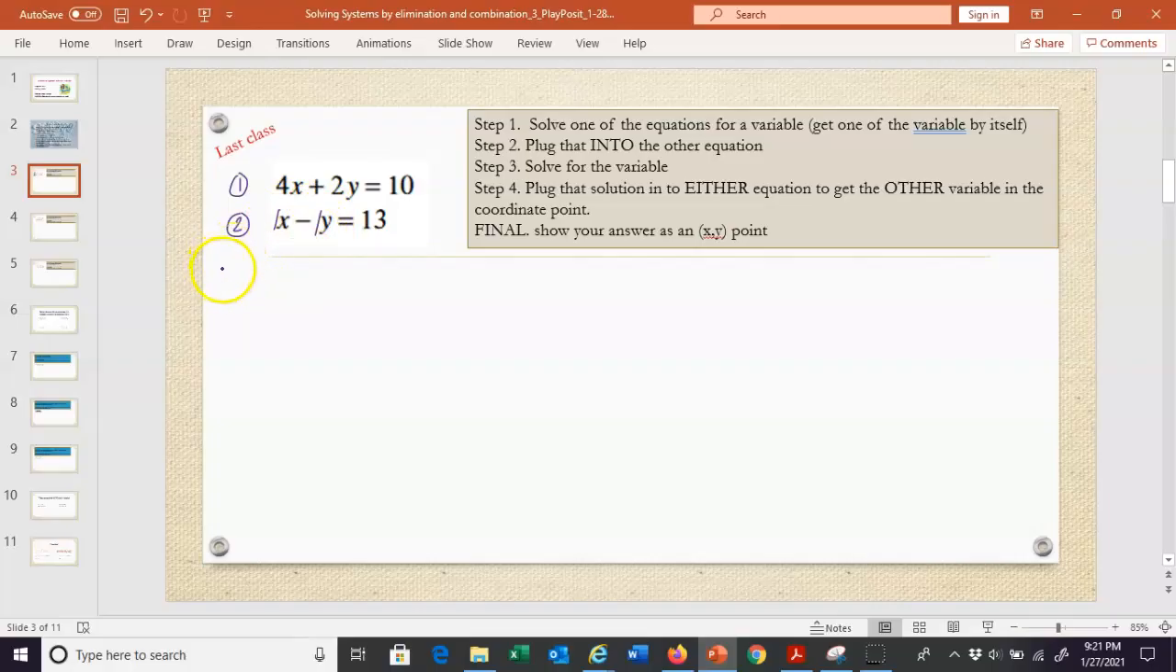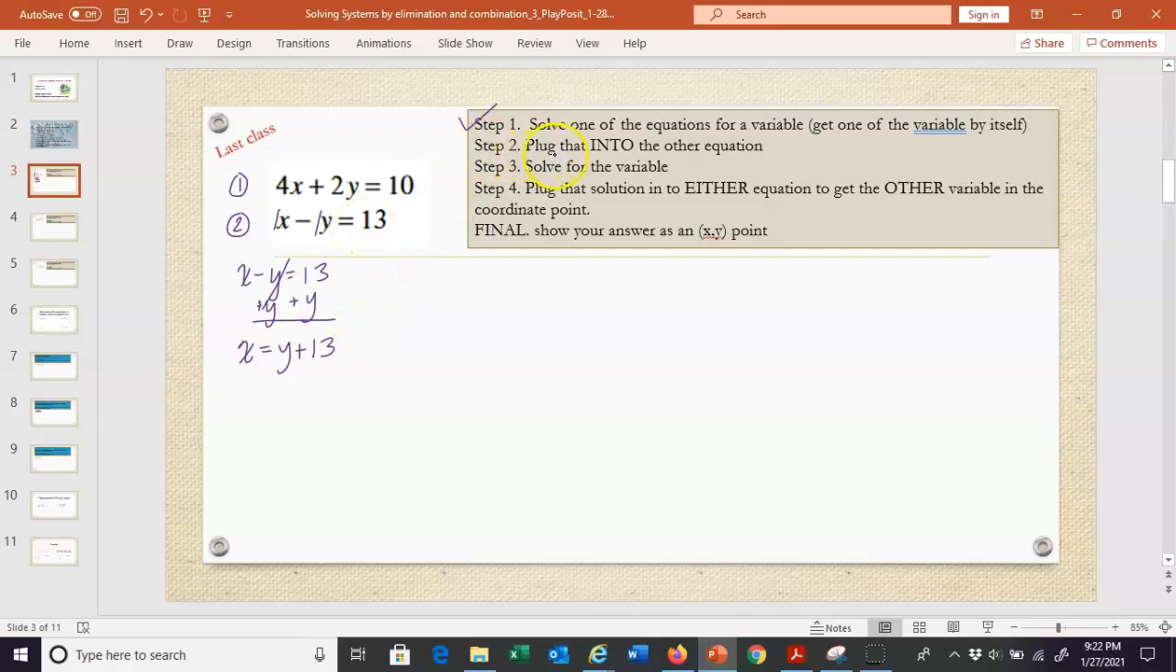So I'm going to choose equation 2, and we're going to solve for either x or y. Again, it's totally up to you. I'm going to solve for x because I just feel like that's the easiest thing to do. If we were going to solve for y, we'd have to get rid of this negative, which you totally could. But let's go the easy route. So we got x by itself: x equals y plus 13. And that's it. We did step 1. We got one of those variables by itself.